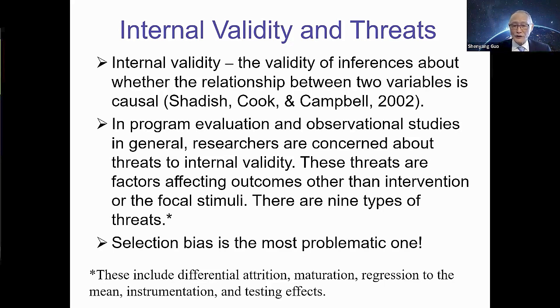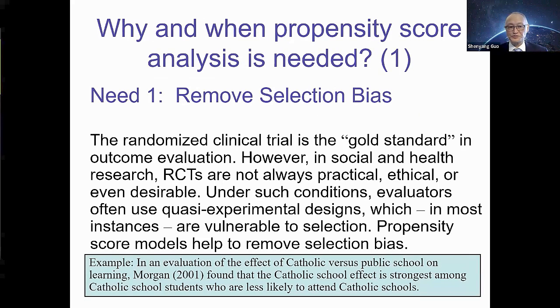You are probably familiar with this framework by Cook and Campbell. They described 9 threats to internal validity. Many of these threats are related to selection biases, although they use different names, such as attrition, maturation, regression to the mean, instrumentation, and testing effects. But basically, all 9 threats center on the issue of selection.